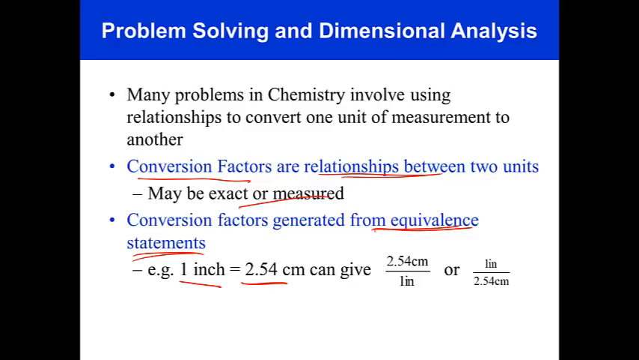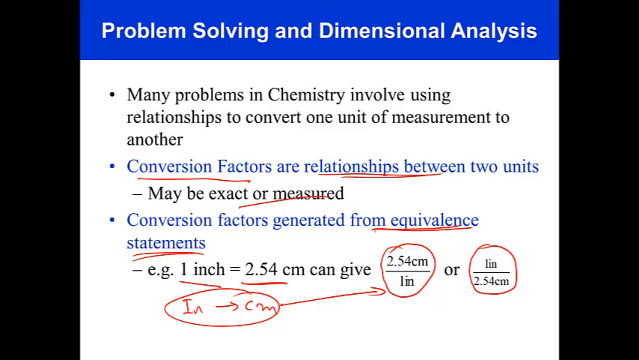Now how do we generate a conversion factor? The conversion factor is either 2.54 centimeters by 1 inch or 1 inch divided by 2.54 centimeters. If you are going to convert inches to centimeters, you would use this as a conversion factor. That way you can cancel out the inches from the starting measurement and the equivalence factor denominator. If you are going from centimeters to inches, you would use this as a conversion factor wherein you can cancel out centimeters.